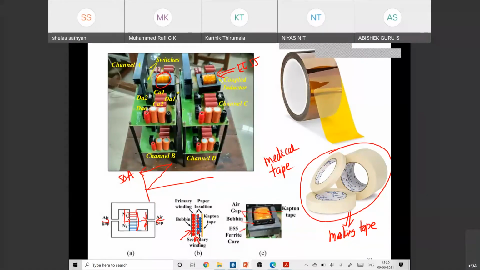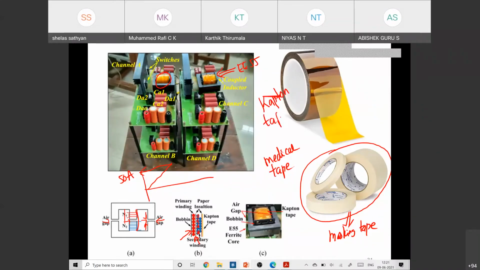In order to dissipate the heat and to have proper thermal stability, you have to use polyimide insulating tapes, not our normal insulating tape. There is a mistake people usually make while winding a high frequency transformer. They wrap it with normal insulating tapes, which are usually used in small electrical work. That is not advisable. You should use a specialized insulating tape, which is basically a polyimide material. It is known as Kapton tape.